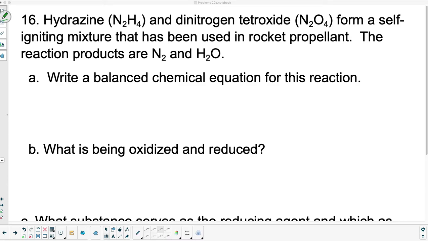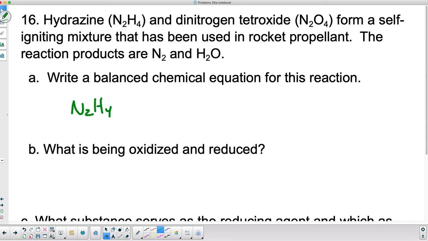So it's nice that they give you both of these here. So it's N2H4 for hydrazine and dinitrogen tetraoxide. Both of these are gases, probably, and then they give you, of course, nitrogen and water. Okay, so here is, of course, let's see if we can get this to work as far as balancing.